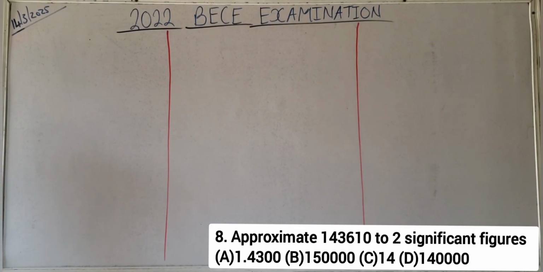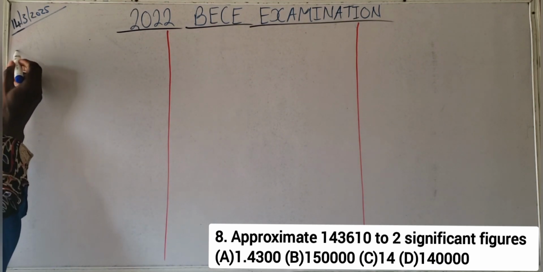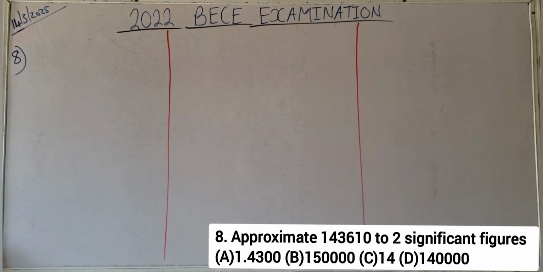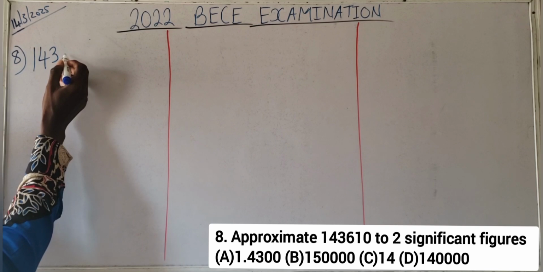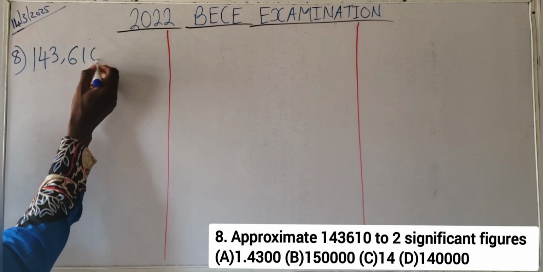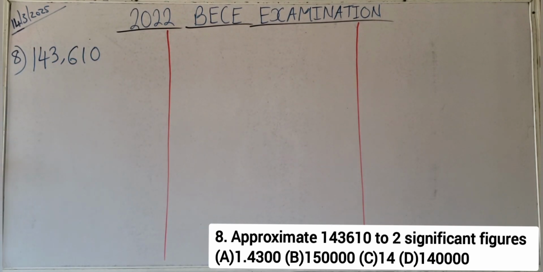Okay, question number 8. Approximate 143,610 to two significant figures. Okay? Question 8. You are asked to approximate 143,610 to two significant figures. Now, what is the meaning of significant figures?